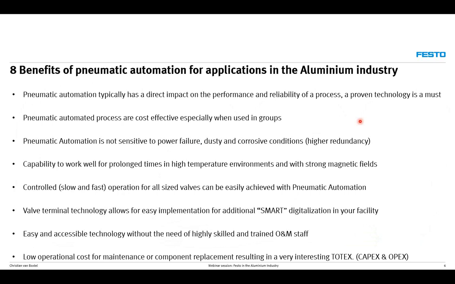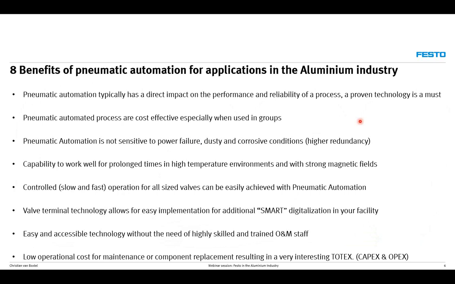One of the good benefits, which also falls back on reliability but also on the conditions you're working in, is that pneumatics are not sensitive to power failure. Dusty and corrosive conditions are also very easily encountered. Think about the rod shops or, for example, the smelting of alumina powder. These are highly corrosive environments where the equipment needs to survive for a long period of time, because otherwise it will reduce the replacement interval of products.